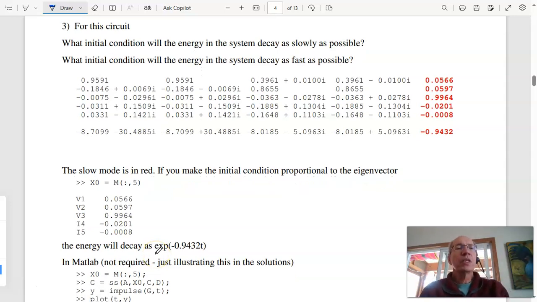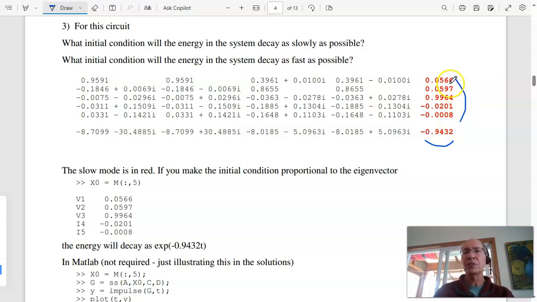Problem 3. What initial conditions decay quickly? What initial conditions decay slowly? That's actually an eigenvalue eigenvector problem. If I find the eigenvalues and eigenvectors of the A matrix, here are the eigenvectors and eigenvalues. I've got fast modes and a slow mode. Here's the slow mode. This initial condition decays slowly.